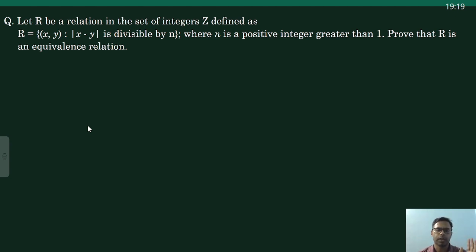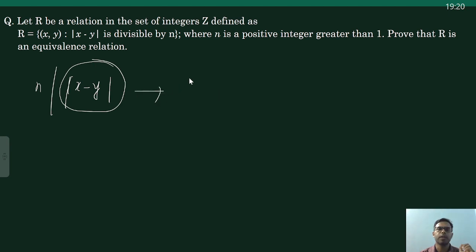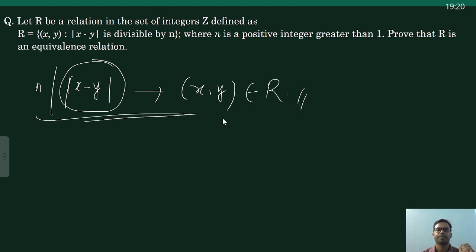This is our relation. We have to take two elements from the set Z, because the relation is defined on the set Z, that means the set of integers. If the difference of any two such elements, x minus y, is divisible by n, meaning n is a factor of this difference, then we say that the corresponding ordered pair is (x, y). (x, y) is in R. This is the relation given here.